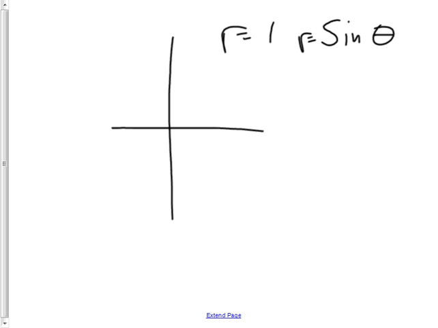Okay, do you remember where r equals sine of theta ended up? We did it yesterday. How about this? Graph both of them on the calculator. I think you'll know what one of them looks like, but the other one you might be a little shaky on.